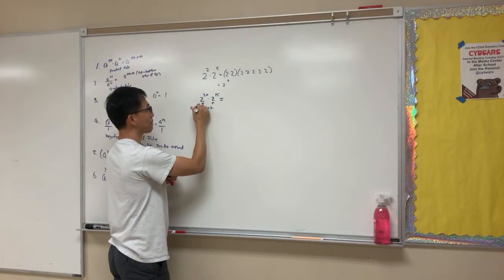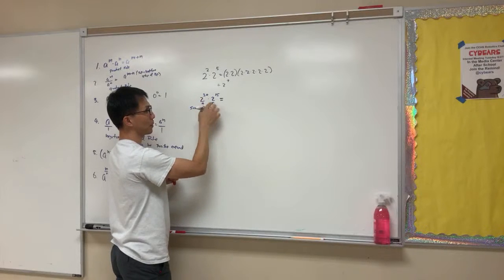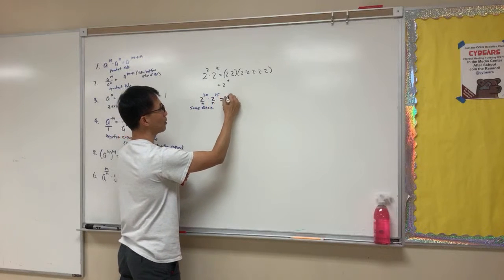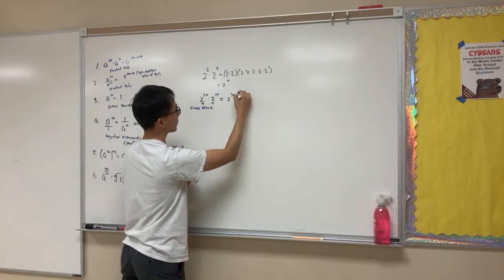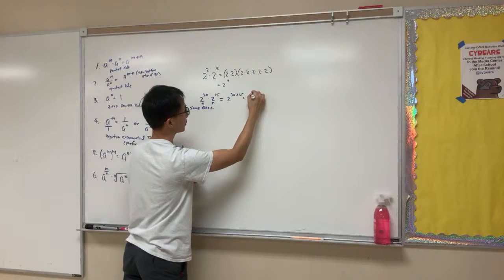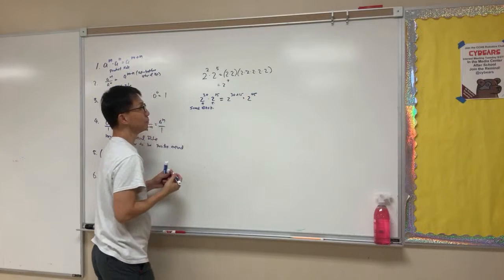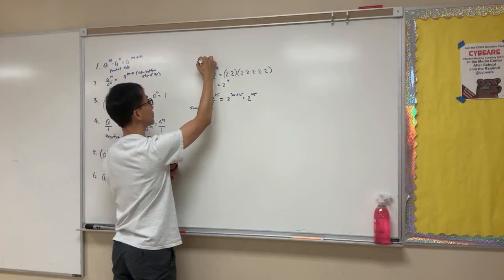If they're the same, so they both have 2, or they both have x, then according to the exponential rule, it's going to be 30 plus 15. That's equal to 2 to the 45. So that was the product rule example.